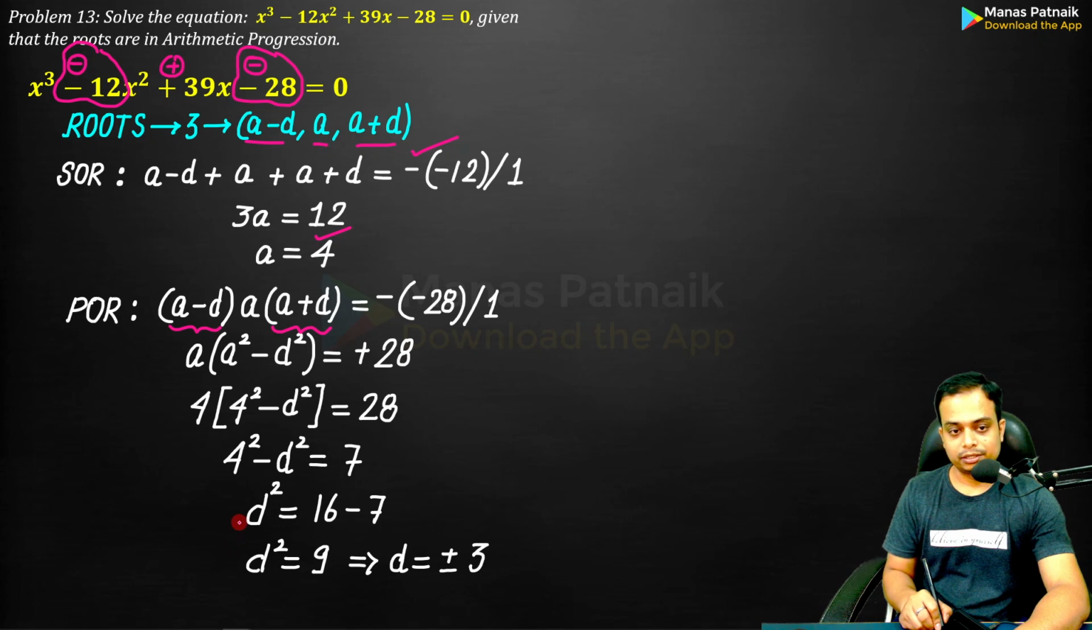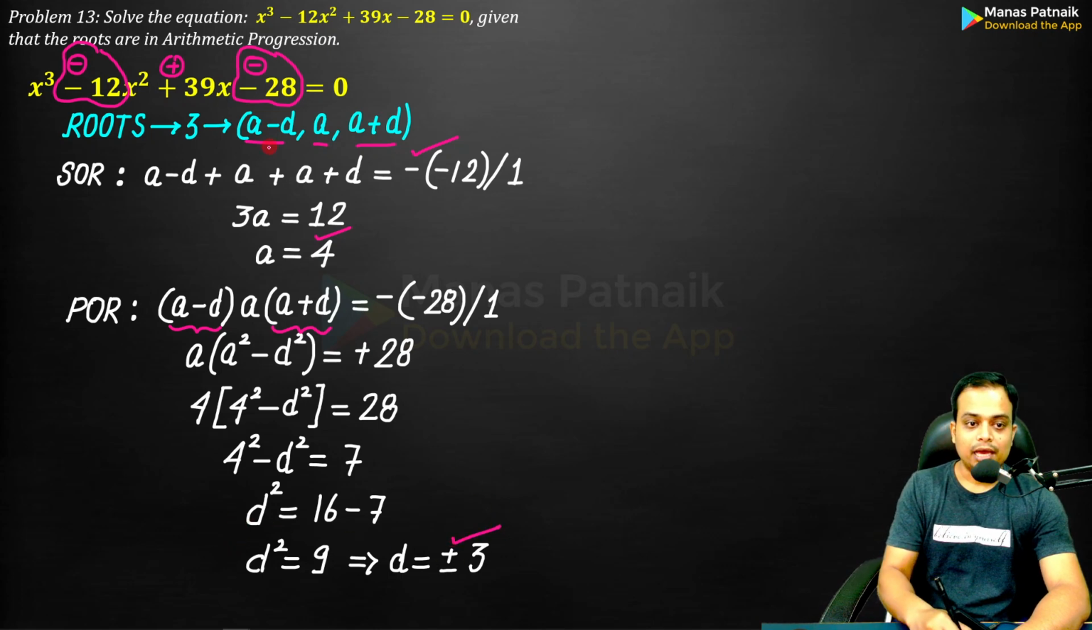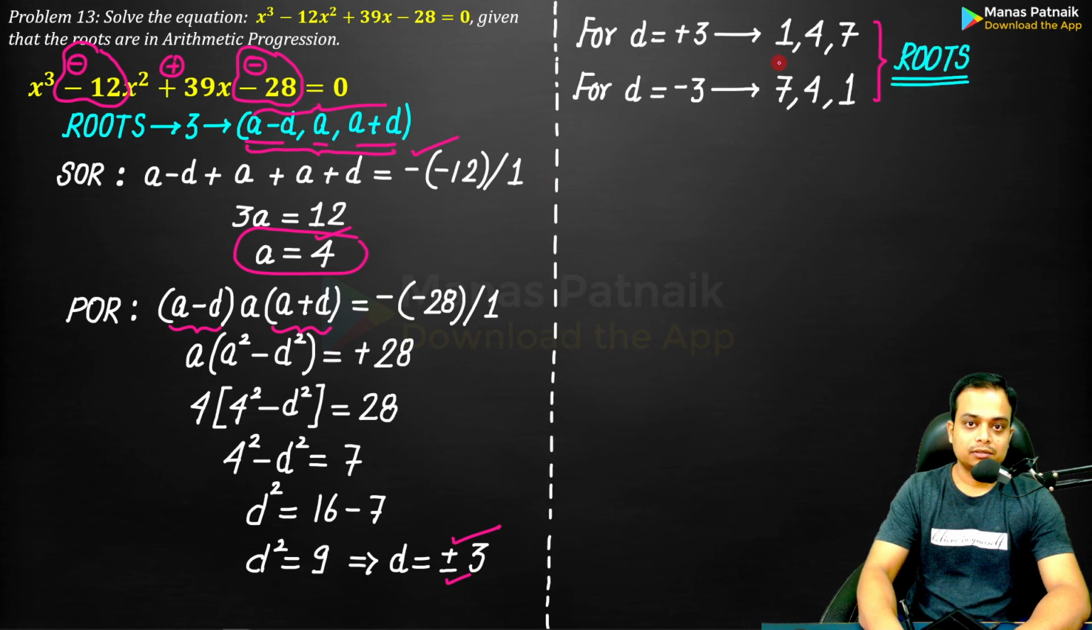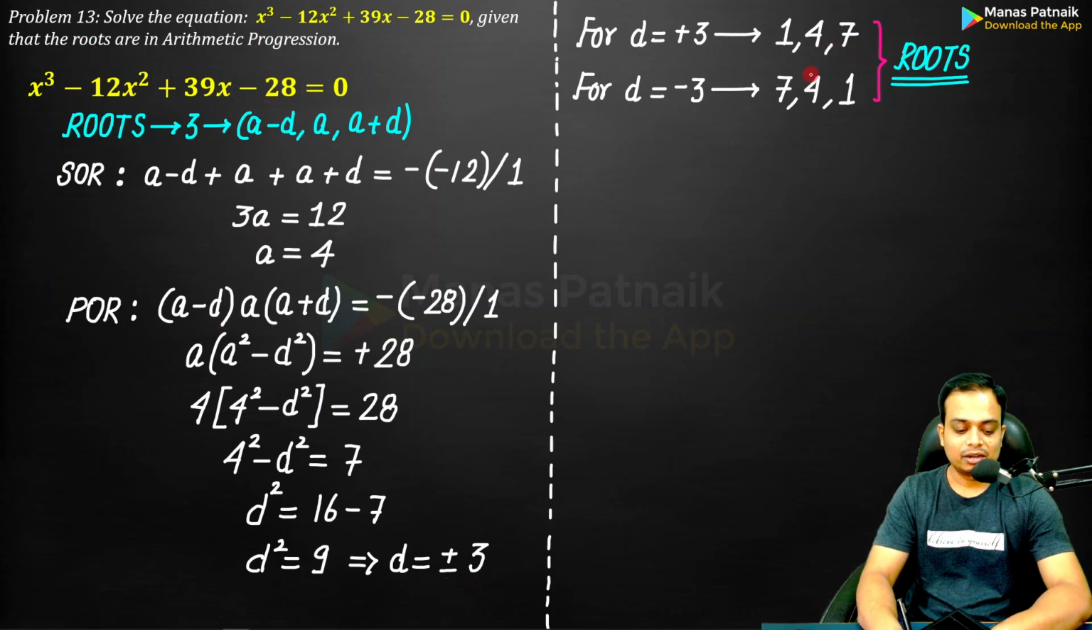Now you need to do 2 things. You can take the positive value and do this calculation. You can take the negative value and do this calculation. a is going to stay the same, that is 4, in both the cases. Let us do that, and based on that we are going to get 2 answers. It may appear that these are 2 different answers, but it is not. It's one and the same. Here this is the order 1, 4, 7, and here the order is reverse, 7, 4, 1. The roots are one and the same.